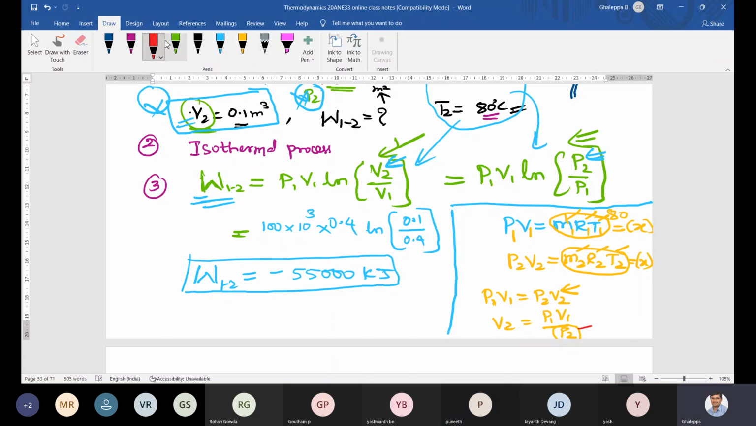P2 is also not given. How to calculate P2? If you know the P2, you can calculate V2 using this equation. There is no doubt about it. But I don't know P2 also. Is there any equation on the screen to calculate P2?